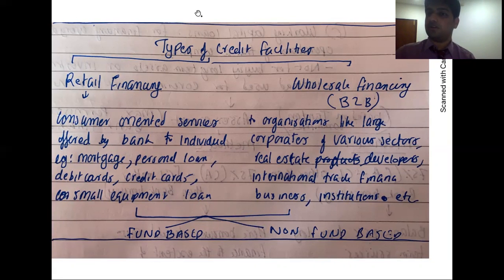Because when they go for a tender, they need a guarantee from a trusted source. So that's where the bank comes in. The bank gives a guarantee so that if the contractor fails, the bank will reimburse. That is a form of bank guarantee. Similarly, letter of credit is another form of non-fund based facility.